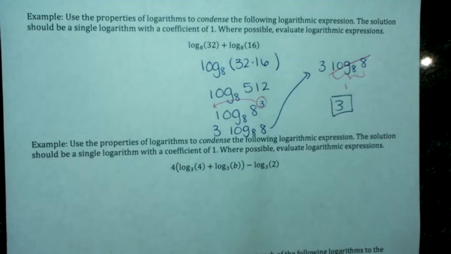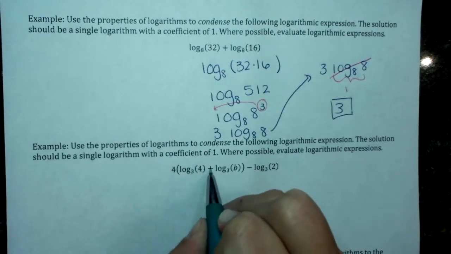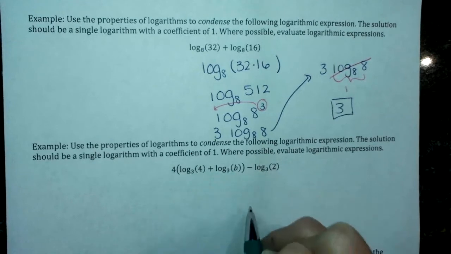Last one like this. Use properties of logs to condense the following log expression. The solution should be a single log with coefficient of 1. Where possible, evaluate. So 4 times log base 3 of 4 plus log base 3 of b minus log base 3 of 2.